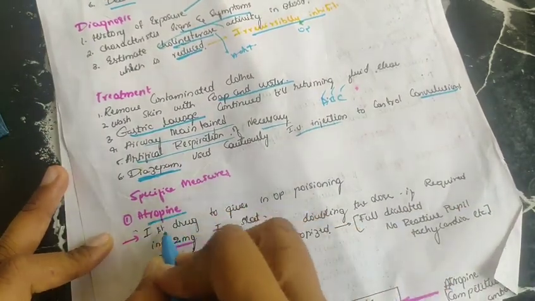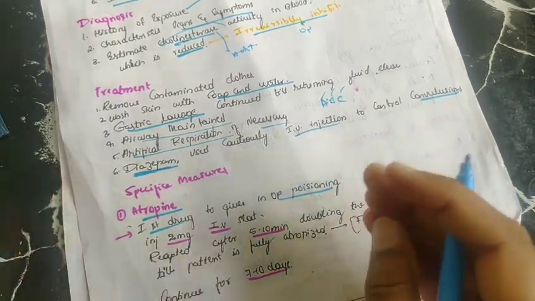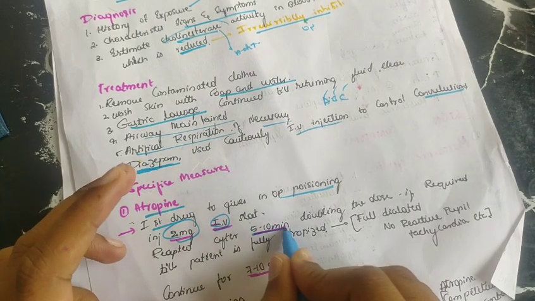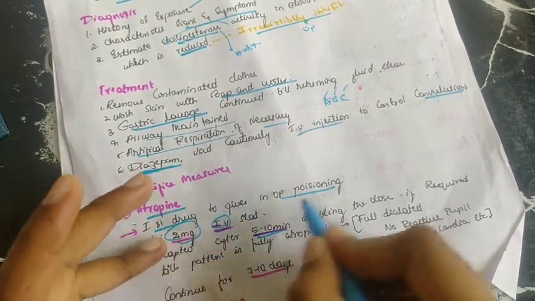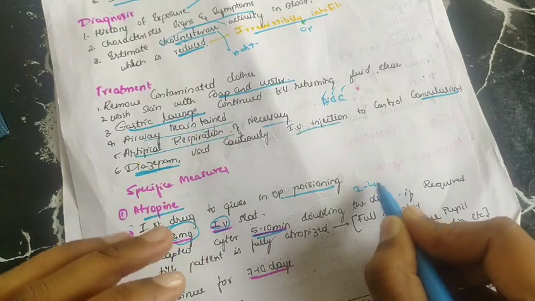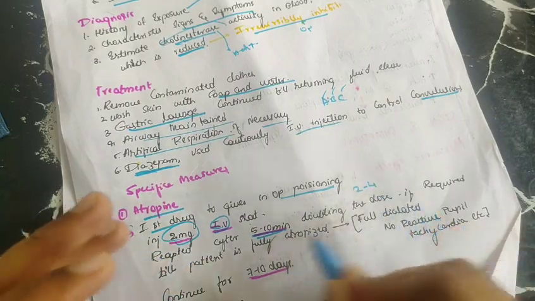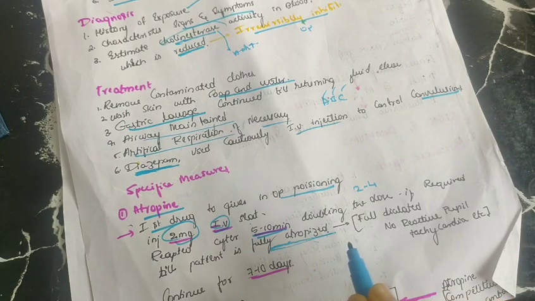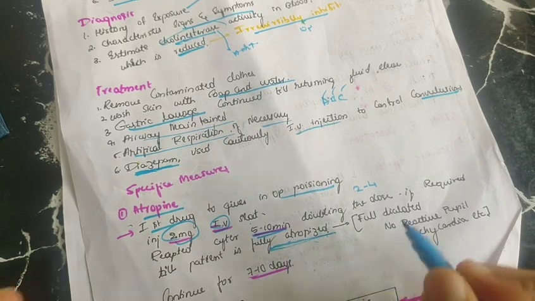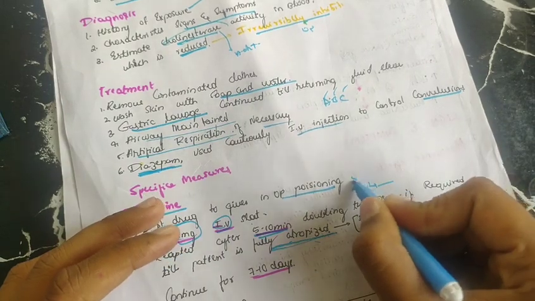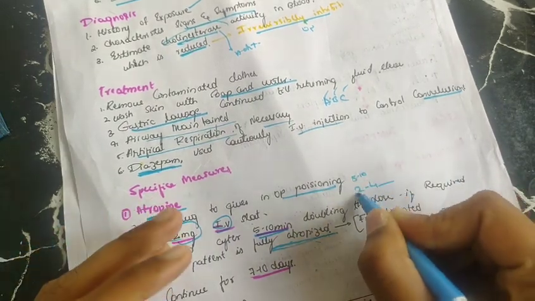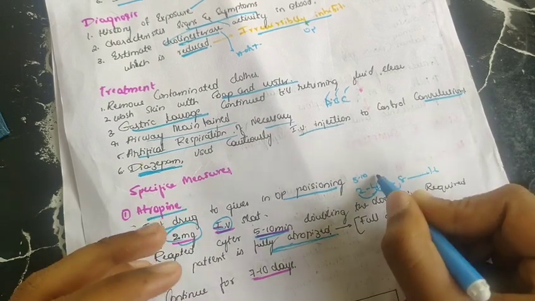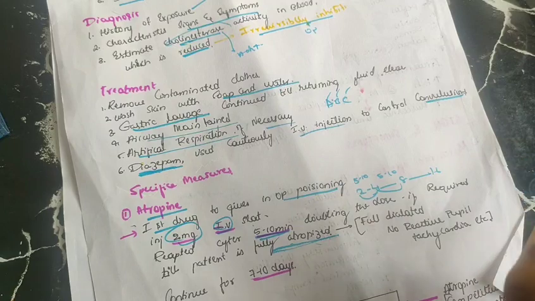Atropine is the first drug we have to give in OP poisoning. We have to give 2 milligrams IV initially. After 5 to 10 minutes, we have to double the dose, that means from 2 to 4. If the patient is not atropinized, we have to keep increasing the dose, doubling it every 5 to 10 minutes: 2 becomes 4, 4 becomes 8, 8 to 16. Like that, we double the dose every 5 to 10 minutes until he is fully atropinized.